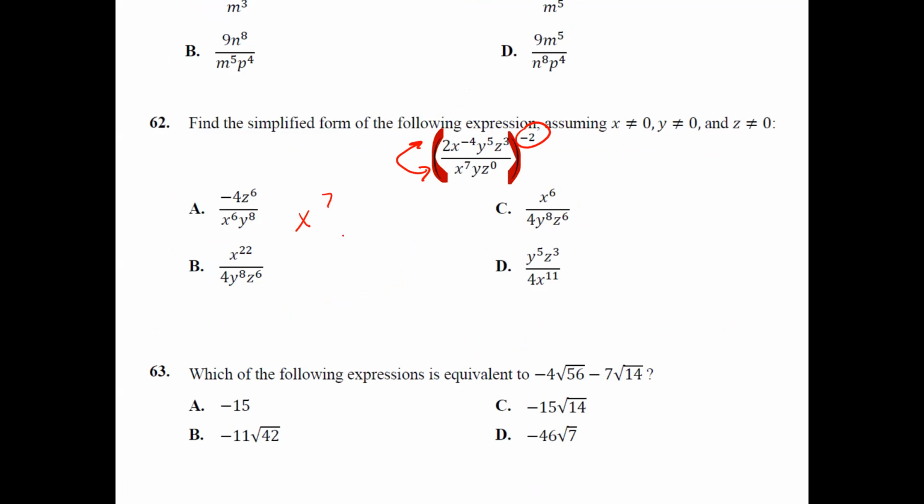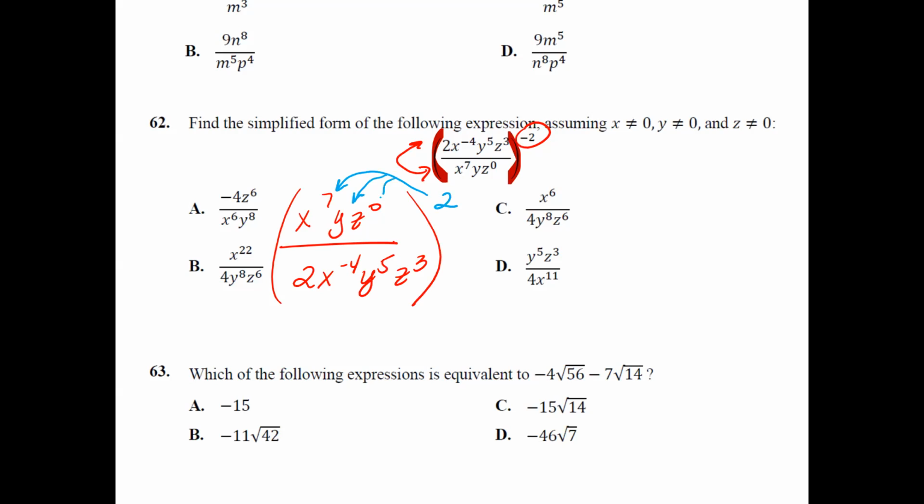So x to the 7th, y, z to the 0 goes up over 2x to the -4, y to the 5th, z to the 3rd. Okay, I just flip the top and bottom. And then guess what? That -2 becomes a +2. It's a positive, okay? Now I'm going to take that 2 and multiply it to the x, y, z. We're going to do the same thing over here on the bottom, because you see the parenthesis hugs the top and bottom. Z, y, x, and 2. So you have to distribute to all of them.